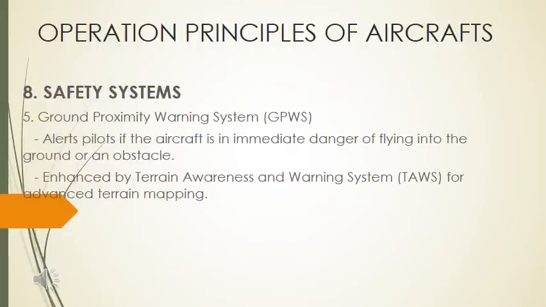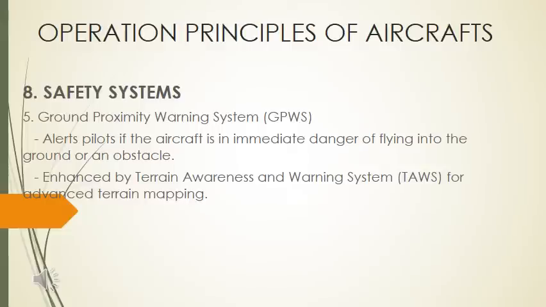Ground proximity warning systems. I've mentioned this before. GPWS alerts pilots if the aircraft is in immediate danger of flying into the ground or an obstacle. Enhanced terrain awareness and warning systems for advanced terrain mapping.